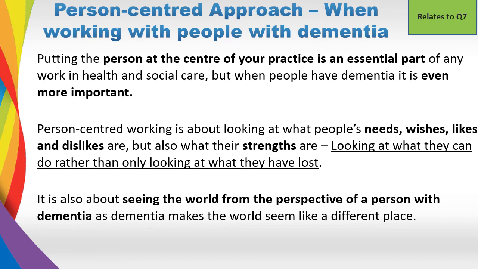Person-centred working is about looking at what people's needs, wishes, likes and dislikes are, but also what their strengths are, and looking at what they can do, rather than what they've lost. We also need to think about seeing the world from the perspective of the person with dementia, because dementia can make the world seem like a whole different place.